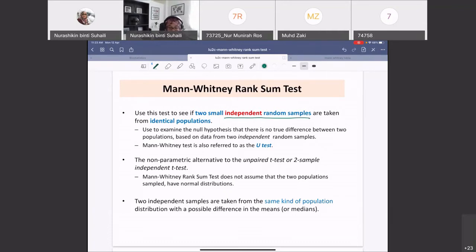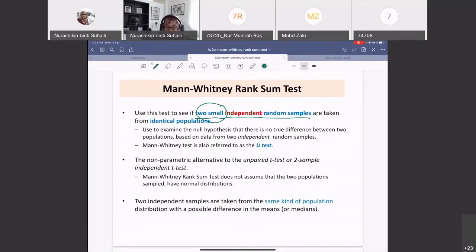So this test is used for two small independent random samples. So now, if you see, even before this, we are just dealing with two samples. So after this, we are going to deal with more than two samples. Okay, so we are going from the simplest test to the most complicated. That's why you can see that previously also we just talked about 2 samples, but there are tests for analyzing more than 2 samples.